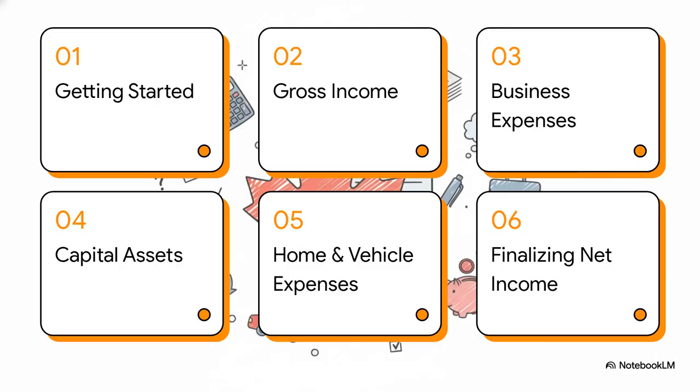Here's our roadmap. We're going to tackle this thing in 6 manageable chunks, following the exact flow of the form itself. We'll start with the basics, just telling the government who you are. Then we'll jump into the money, what you earned, what you spent. We'll even get into those trickier sections like capital assets and home office expenses. And finally, we'll bring it all home and calculate that one number that really matters, your net income.